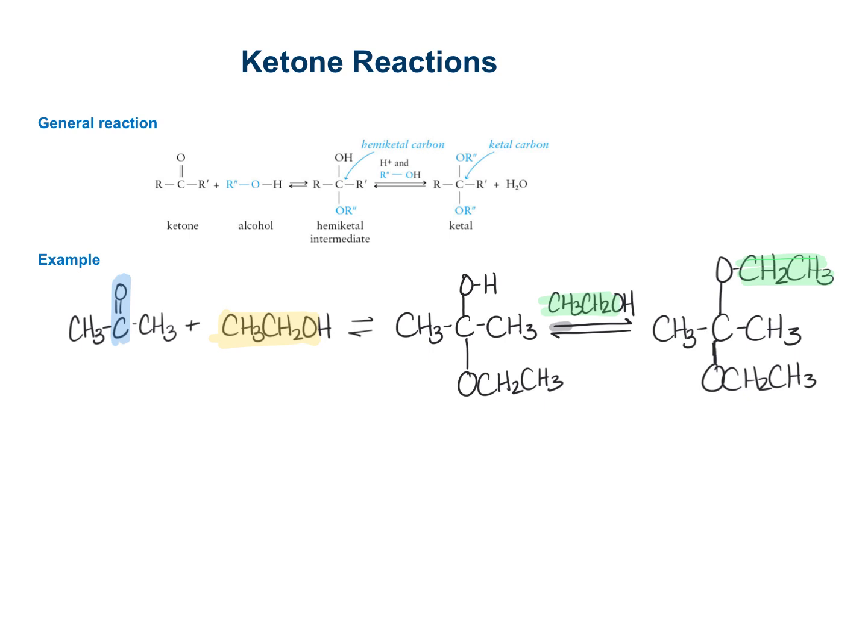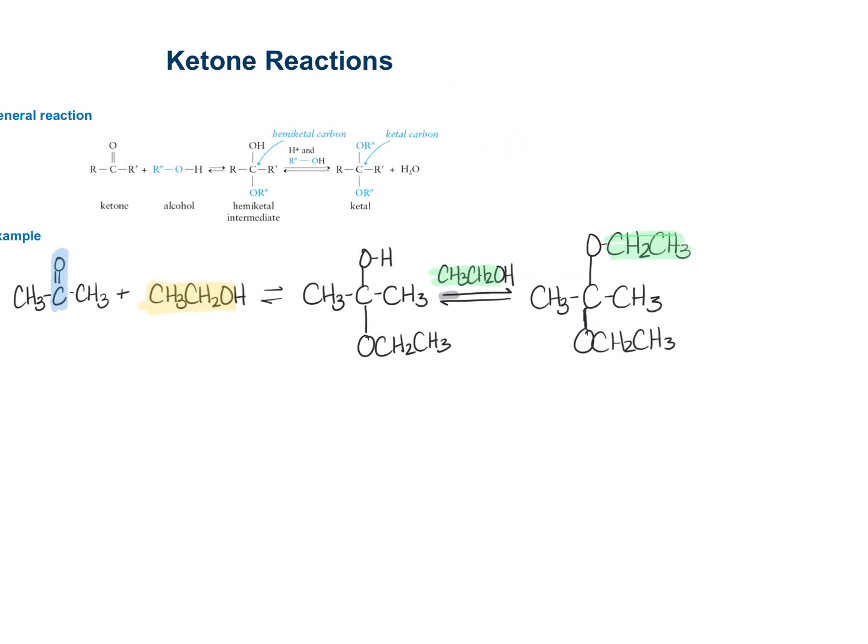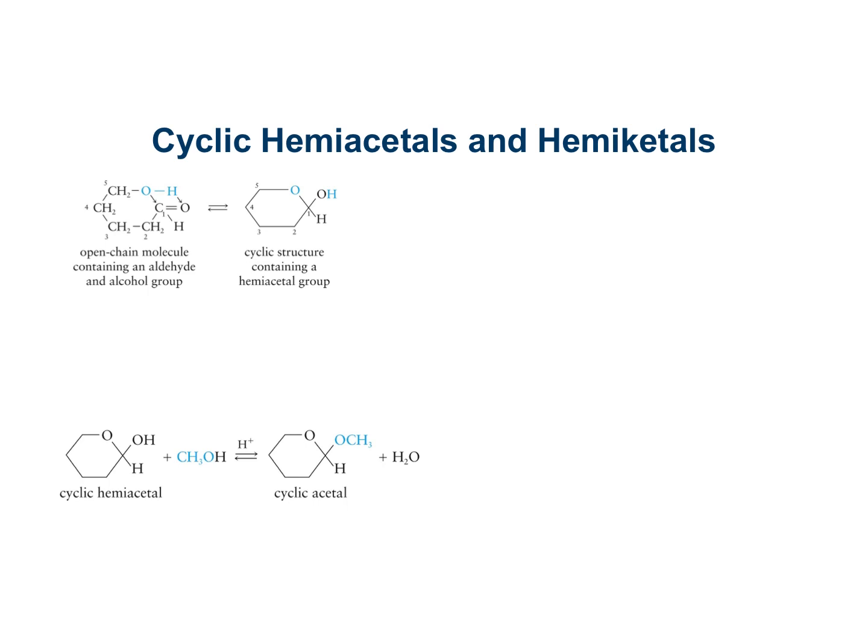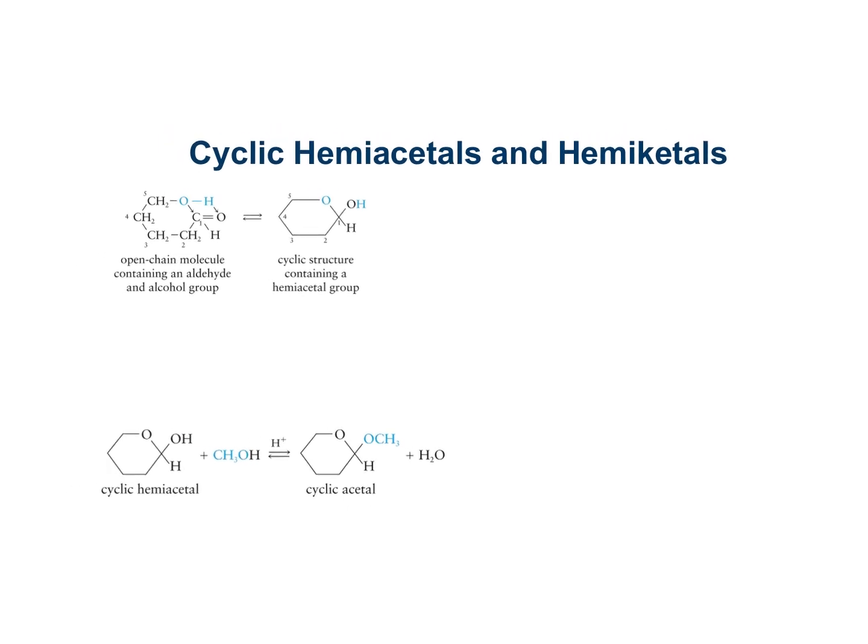Now, again, just like on the previous slide, what we're going to see here is that the OH that's here and the hydrogen that are here go to form water. Okay. So those are both acetal and ketal reactions that we see. Now, one of the things that we see is that some molecules contain both OH and C double bond O groups on different carbon atoms. And so in this case, what can happen is you can have an intramolecular reaction.